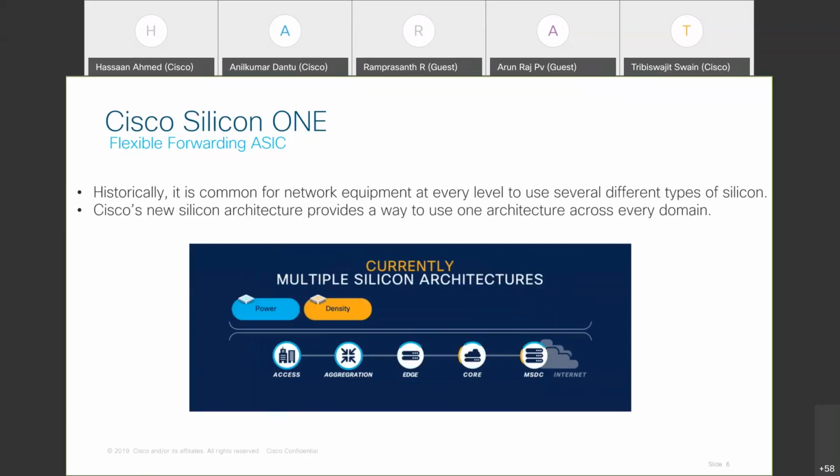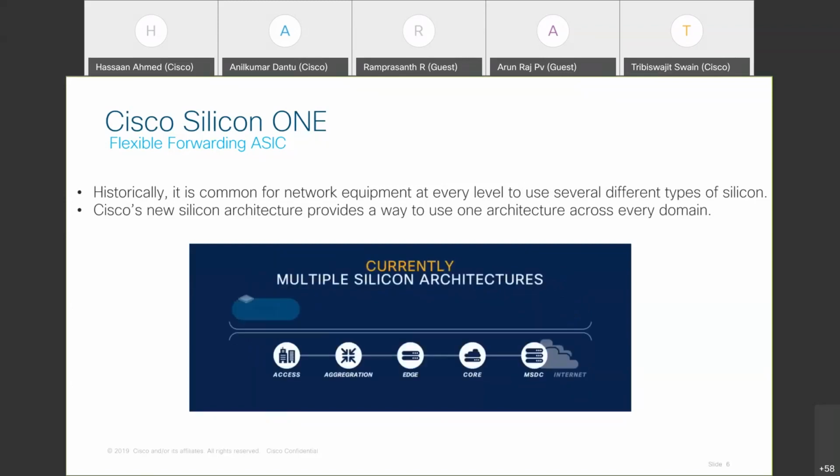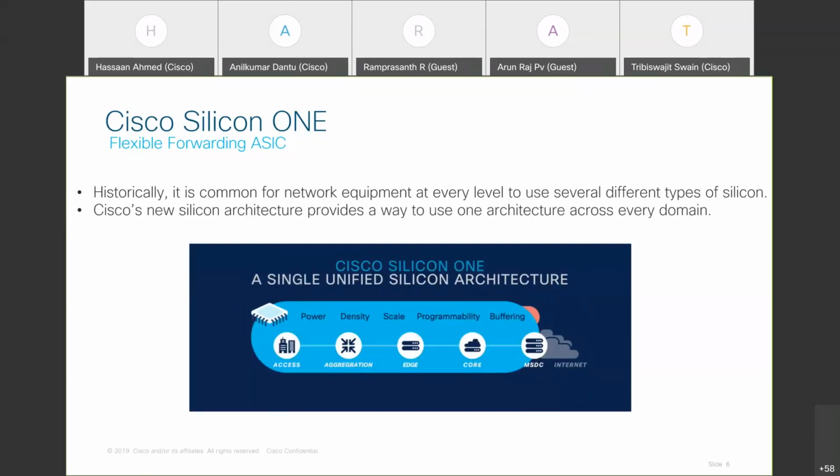Plus, not just that, it has programmability and large buffering for the packets. So it's one chip which comprises all these features. Earlier, similar features were available on individual chips which were customized for each application.